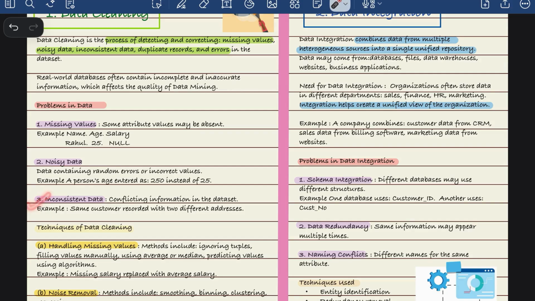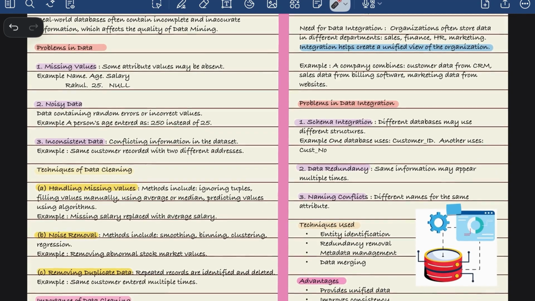Then we have inconsistent data, which is like conflicting information. So if the same customer is recorded with two different addresses in our records, then which one should we consider, right? So it becomes irrelevant, it becomes inconsistent.